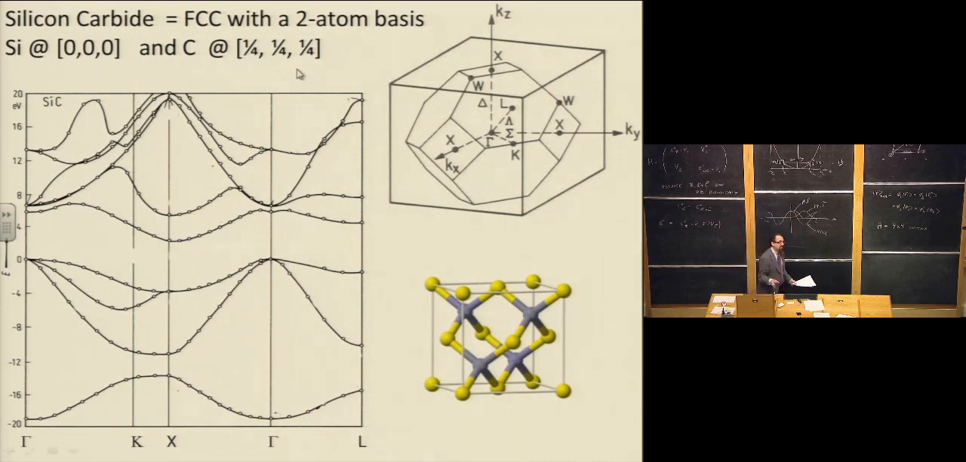We've seen this structure before. This is a zinc blende structure, zinc sulfide. Gallium arsenide takes the same structure. Silicon carbide takes this structure. It's a very common structure. Okay.